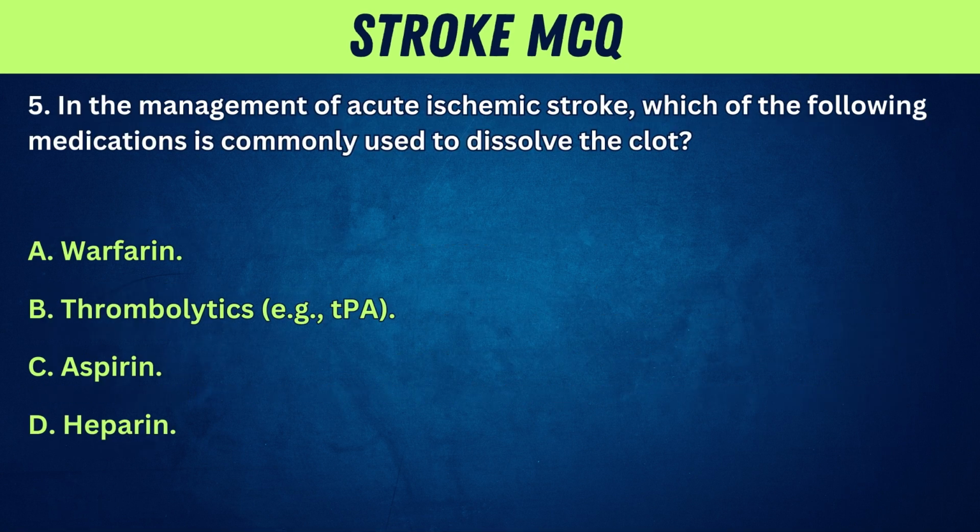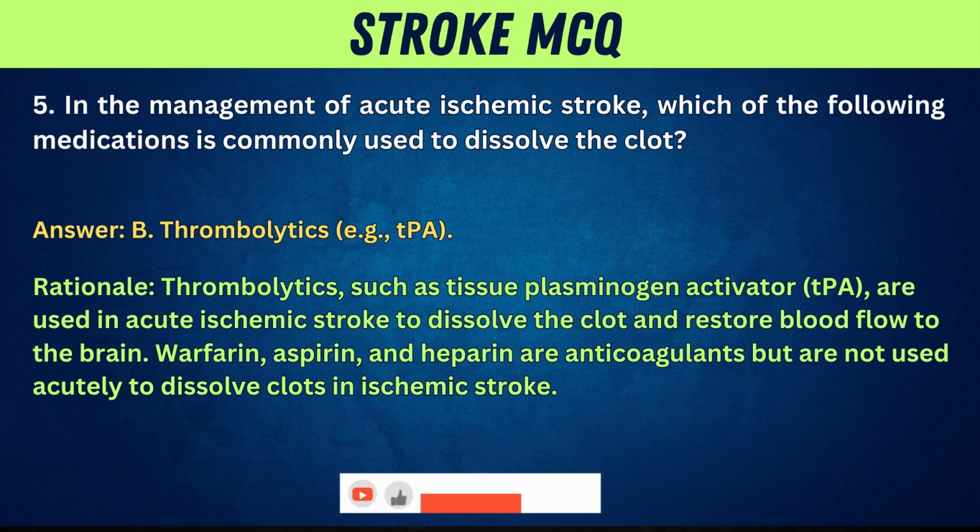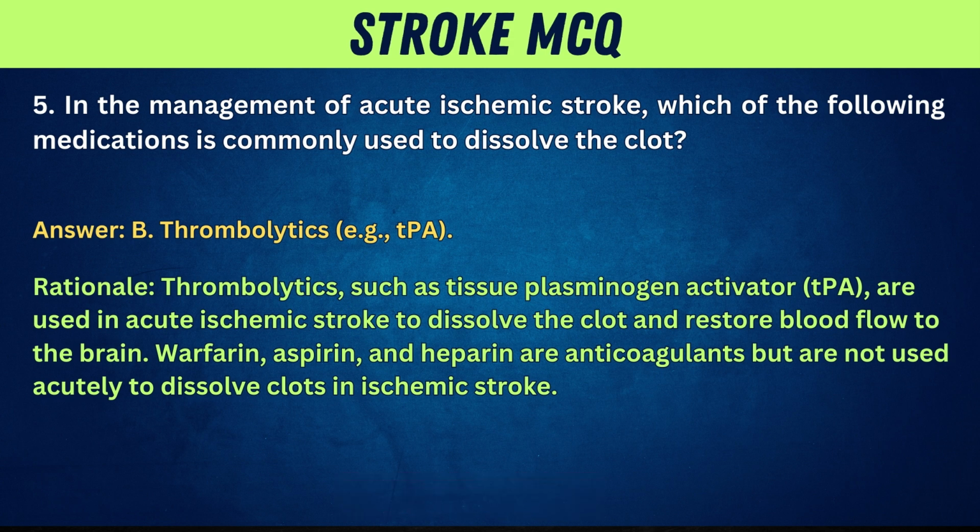5. In the management of acute ischemic stroke, which of the following medications is commonly used to dissolve the clot? A. Warfarin. B. Thrombolytics, e.g., TPA. C. Aspirin. D. Heparin. Answer: B. Thrombolytics, e.g., TPA. Rationale: thrombolytics, such as tissue plasminogen activator, TPA, are used in acute ischemic stroke to dissolve the clot and restore blood flow to the brain. Warfarin, aspirin, and heparin are anticoagulants, but are not used acutely to dissolve clots in ischemic stroke.